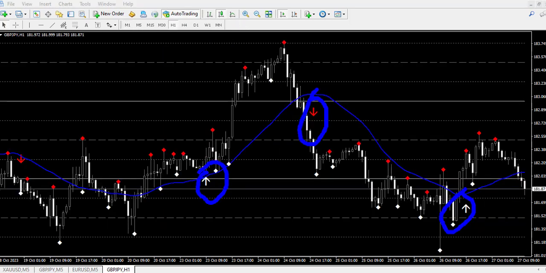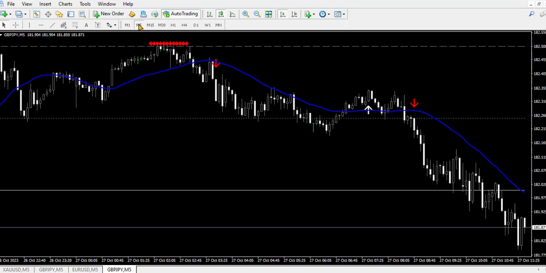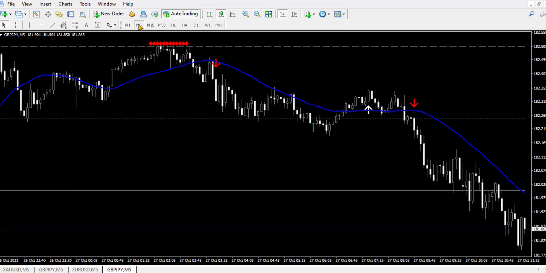You can use it on any time frame. It is good for scalping also. And that was why I showed you on the 15-minute time frame.